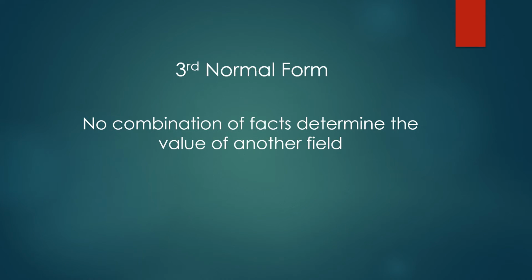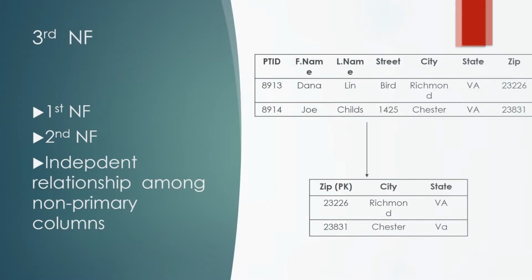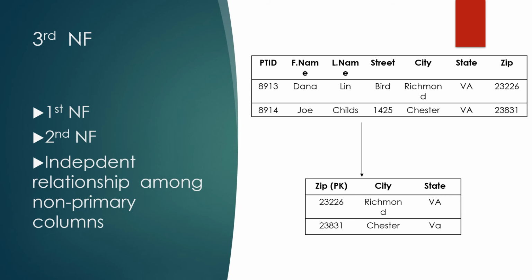The third normal form says that no combination of facts determine the value of another field. All non-primary key columns can be worked out from only the primary key. The third normal form focuses on the relationship among other columns. Third normal form tables also satisfy the condition of first normal form and second normal form. Additionally, every non-primary column is dependent on the primary key column and independent from other columns.